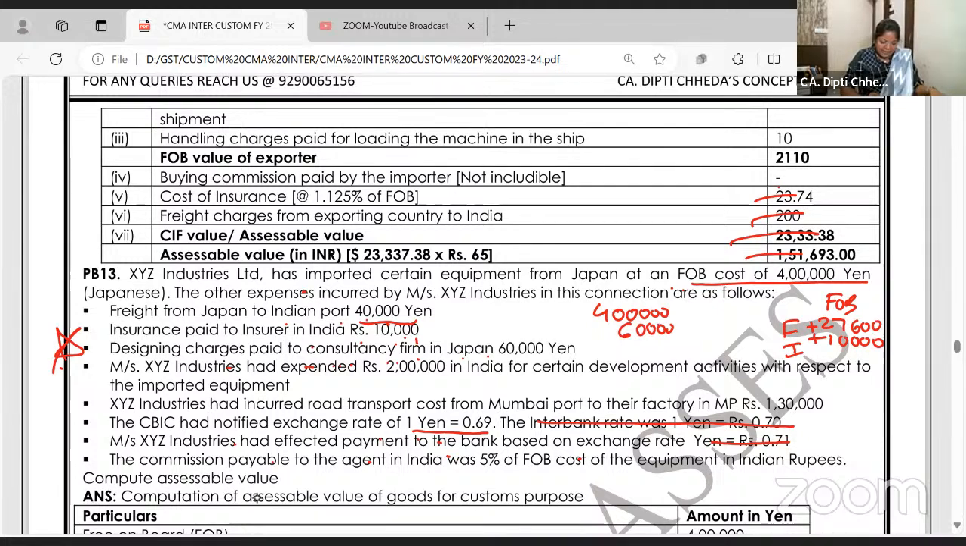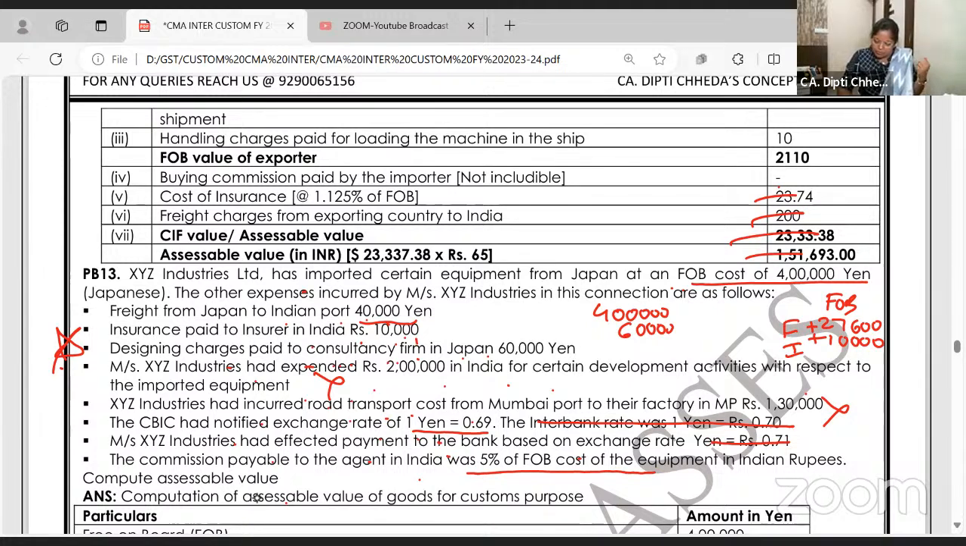60,000. XYZ Industries has expended 2 lakh in India for certain development activity. Okay. That we will not take. XYZ has incurred road transport from Mumbai port to factory. No. Commission payable to the agent was 5%. Shall we take it? Yes. Only buying commission we will not take, the rest we will take. So do it calmly. Yes.